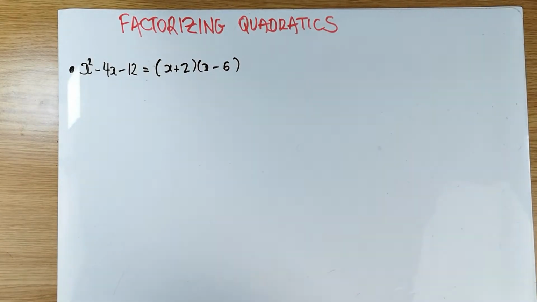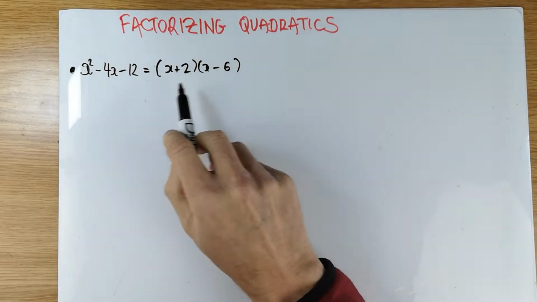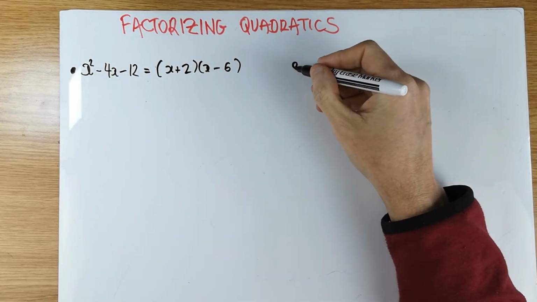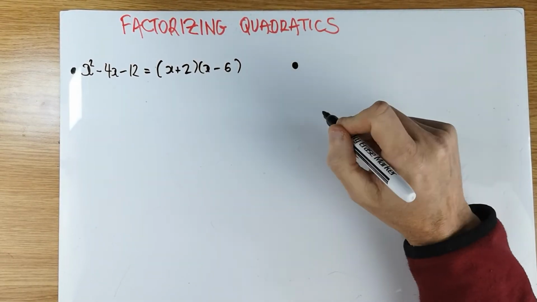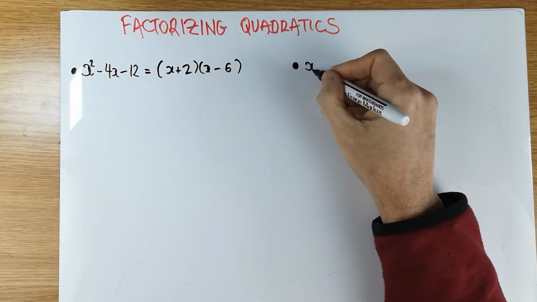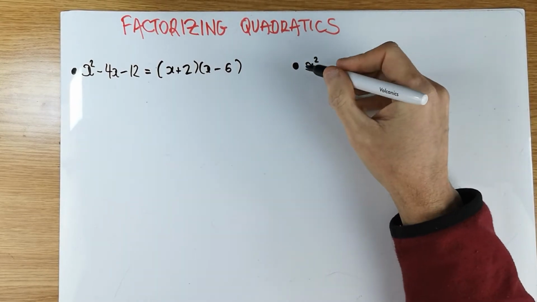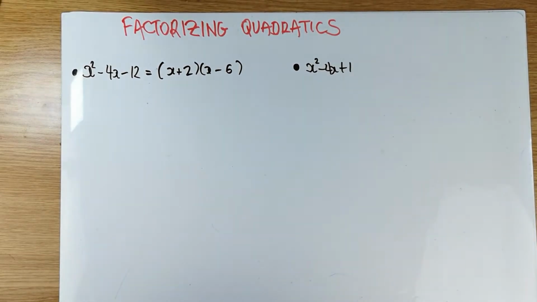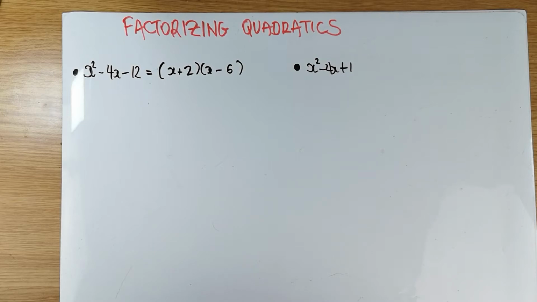But I haven't quite done what I wanted to show you here. Of course, this is so dead easy. You might be wondering, what can I do to actually show you something new perhaps? Okay, let's have a look at this one. x squared minus 4x, let's say plus 1. Okay, this doesn't factorize nicely over the reals, although it does factorize.